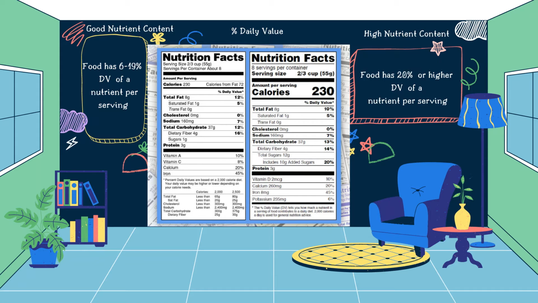Foods with high nutrient content have 20% daily value or more of a specific nutrient. So if we look at the same food label, although it's a moderate source for vitamin A and C, it's a rich source for calcium and iron.